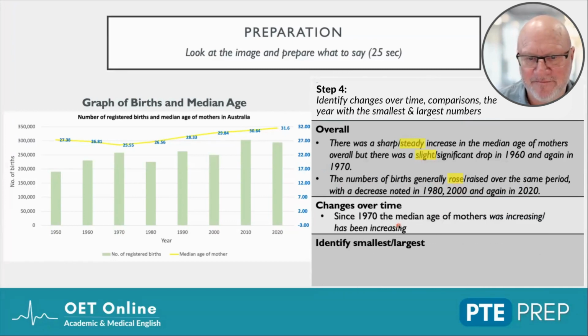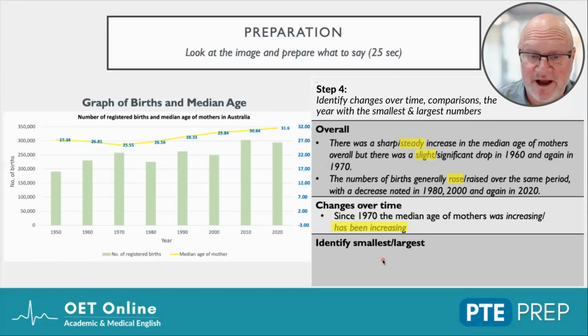Changes over time. Since 1970, the median age of mothers was increasing, has been increasing. This is a grammar test. Now we're using since 1970. So we're looking from 1970 onwards. So we need to say not "was increasing", "has been increasing". There's our present perfect.